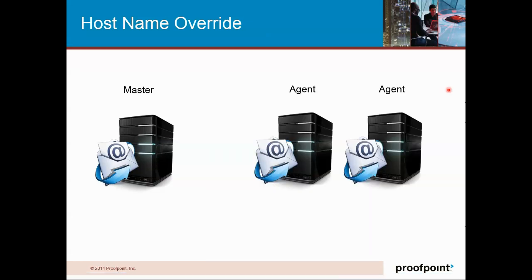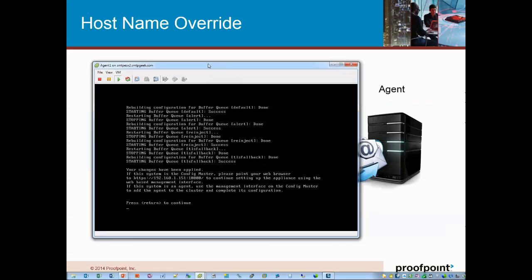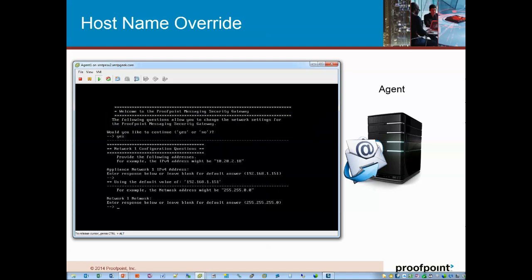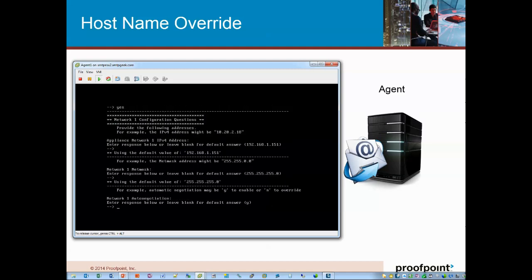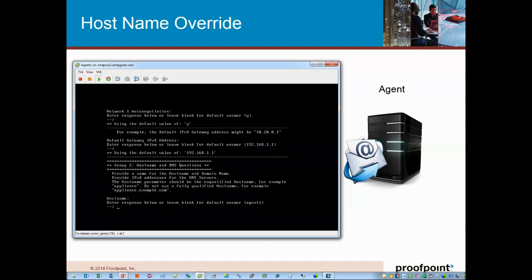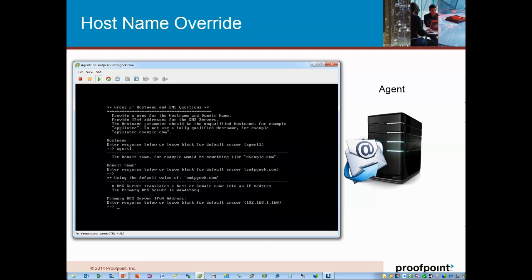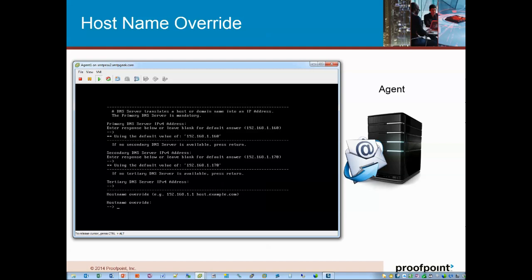Now we're going to take the opportunity to remind you how we originally built out and configured one of the agents. So we're going to focus on one of those agents at this point. If you recall, when we built out the agent, we put in its IP address, its network mask, its default gateway, the host name of that system, calling it agent, the domain name, the primary DNS and secondary DNS, and then we came to this setting called host name override.